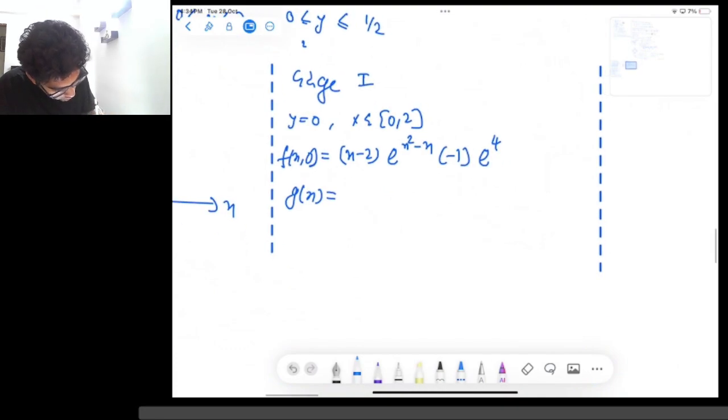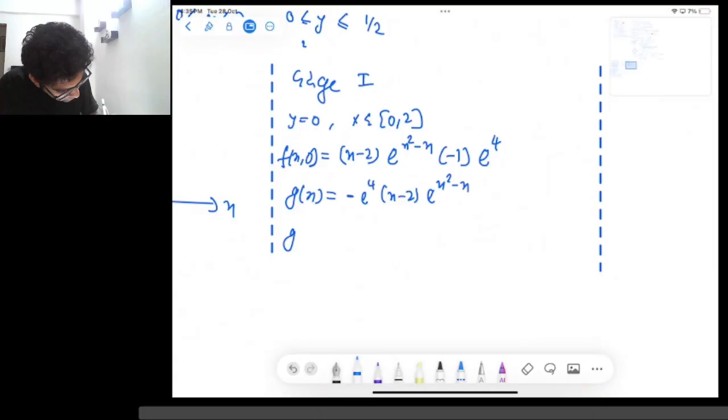So g of x now becomes x minus 2, the same function, only because it has become a single variable function. Now let's write the constants first. This gives me minus e to the power 4 x minus 2 e to the power x square minus x.